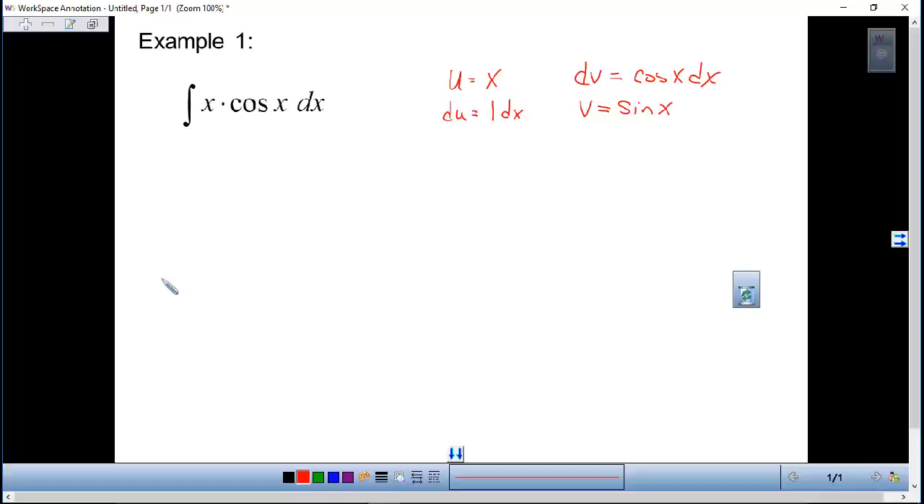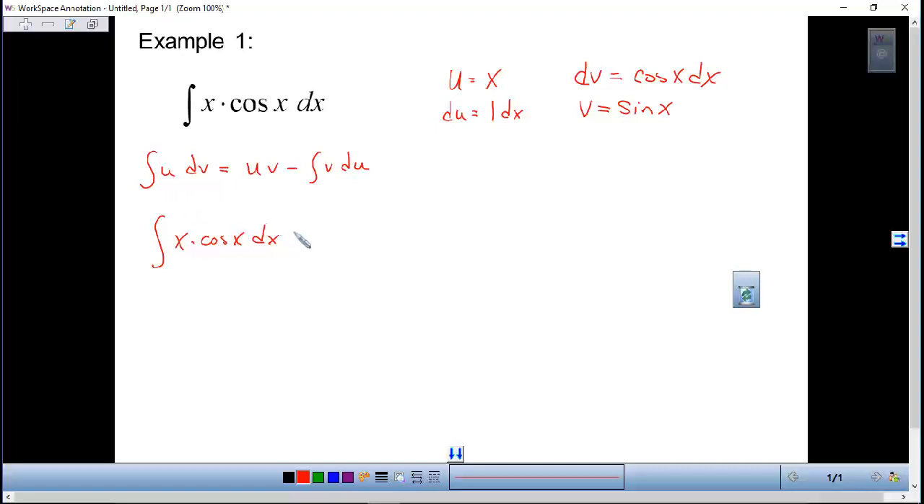All right, so at that point, we've done everything we need to do. So all we need to do is plug this thing in. Now remember, the integral of u dv is equal to u times v minus the integral of v du. And all we're going to do is just plug all that stuff in. So here we've got the integral of x times cosine x dx.